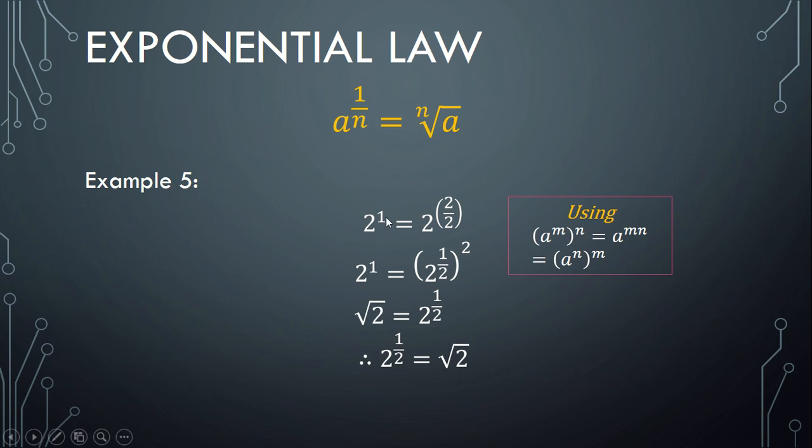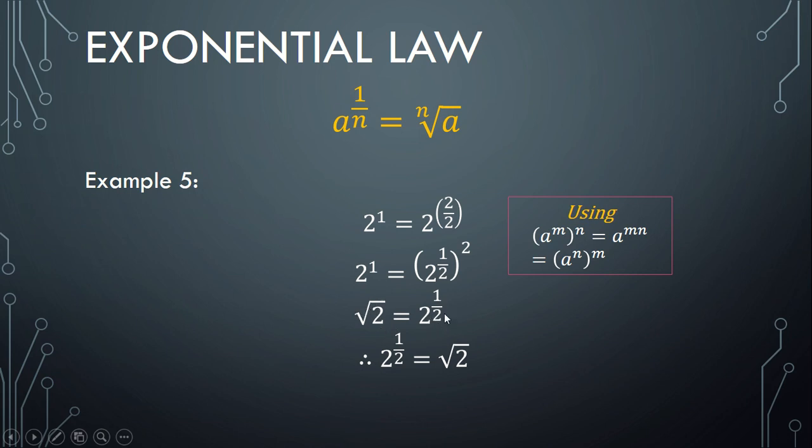If we have 2 to the power of 1, we can change this value 1 to be 2 over 2. And using law number 3, we can take the 2 out. So we have 2 to the power of 1 over 2, multiplied by 2. By moving this 2 to the left-hand side, now we have the square root of 2. The square on the right-hand side, when we move it to the left, becomes a square root. Therefore, 2 to the power of 1 over 2 is actually the square root of 2.